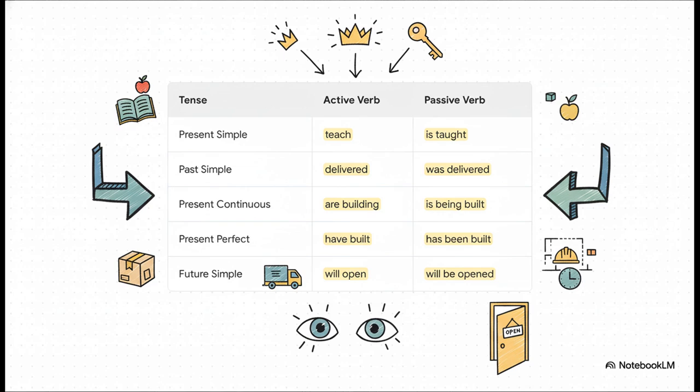Just look at the pattern. For present simple, teach becomes is taught. For past simple, delivered turns into was delivered. For present continuous, our building becomes is being built. See that? Present perfect, have built becomes has been built. And future simple, will open becomes will be opened. You're just matching the tense of the to-be verb. It's basically a simple matching game.